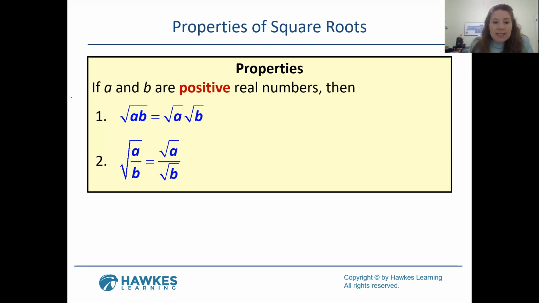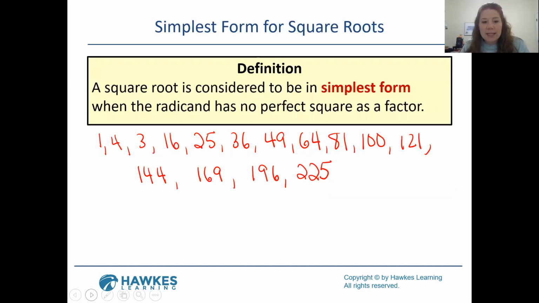A radical is this sign right here. Anything under the radical sign is called a radicand. If you have the radical of a times b, you can separate it, like this example here. And if we have a radical and then a fraction underneath it, we're going to divide up that fraction and have a radical divided by a radical. So we'll be doing both of those things.